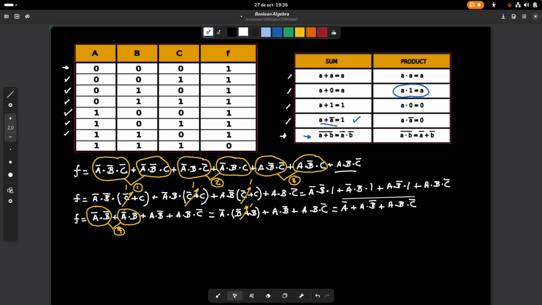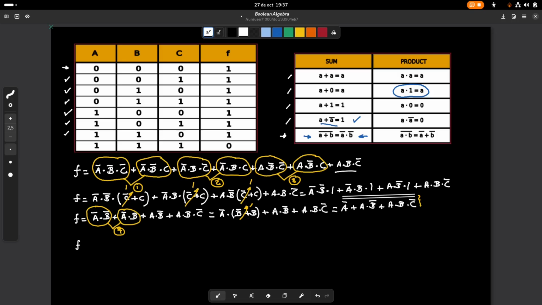I repeat, we have to do it this way, not to alter the value of the function. And from this equation here, with the first negation, we are going to use this. So we can rewrite this the following way.